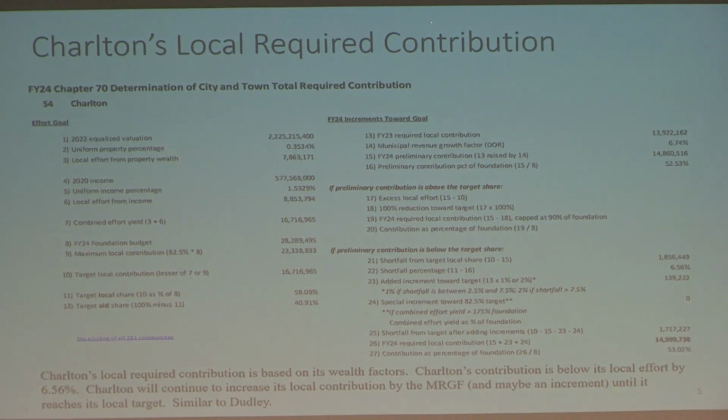And one thing that we wanted to note is that the municipal revenue growth factor, which is the percentage by which the last year's contribution is increased to get the preliminary contribution, is actually higher than we were projecting when we last went through slides similar to these. And that's because of, I believe, a cannabis factor in town for Charlton. We were using a projection at the time that was a little bit lower. So it went from about 3% to 6.74%. We just want everyone to be aware of that.